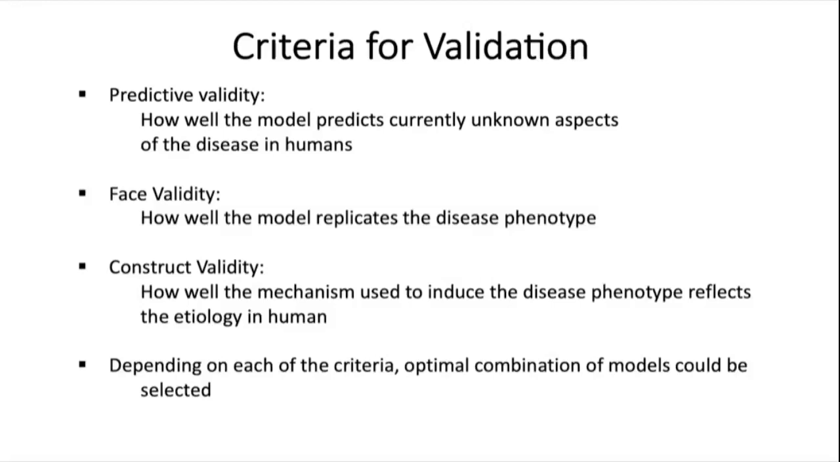The face validity talks about how phenotypically these models resemble each other. It probably is not of much validity. The construct validity talks about how well the mechanism used to induce the disease in the model is similar to that of humans. So if they have a similarity, that means the predictive validity will automatically be higher. That is the concept. Now, depending on each of these criteria, an optimum combination of models could be selected.